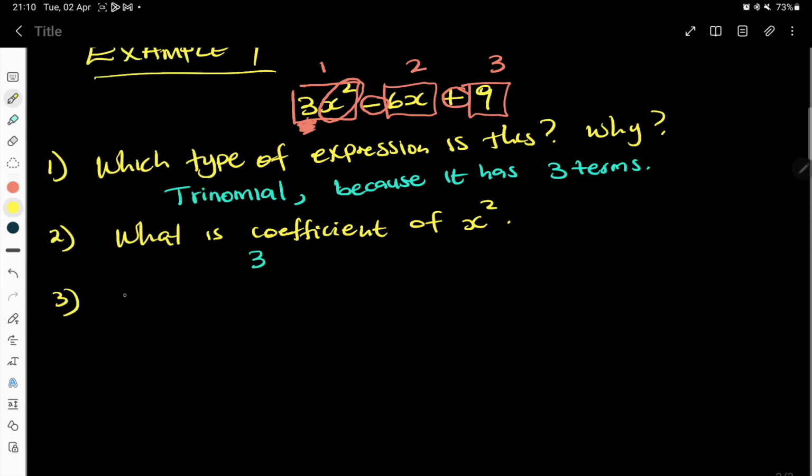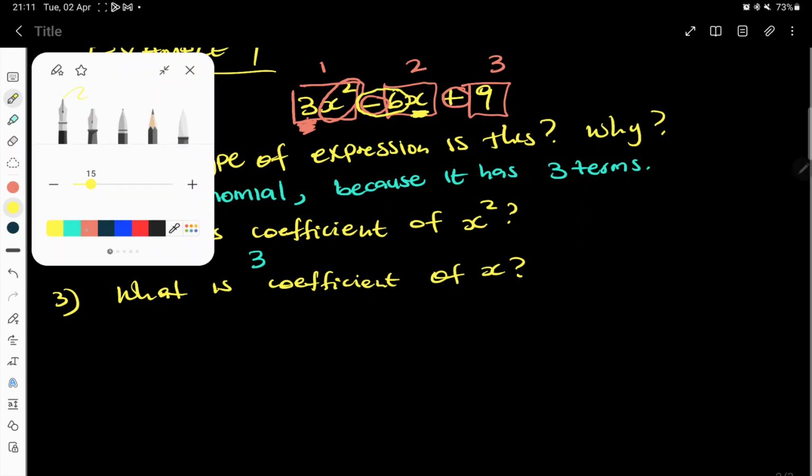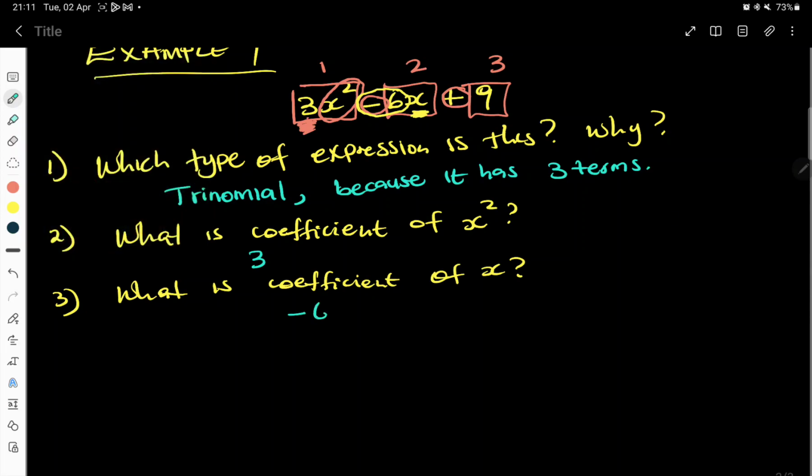Then you are done. What is the coefficient of x? Where is x? Here is x. The number that comes before x, you also take the operator, it's negative 6. It's not 6, it's negative 6. If it's plus 6, you're going to write 6 only. But if there's a negative, please tag along the negative. Please do not forget it, because you're going to lose a mark. Then it's negative 6.